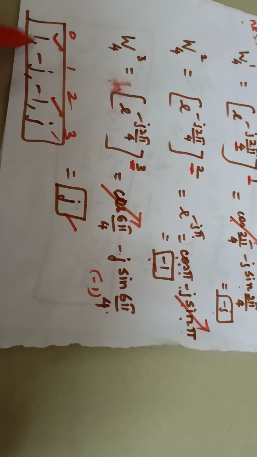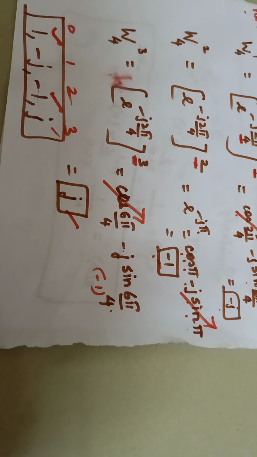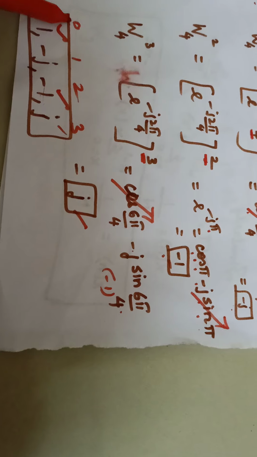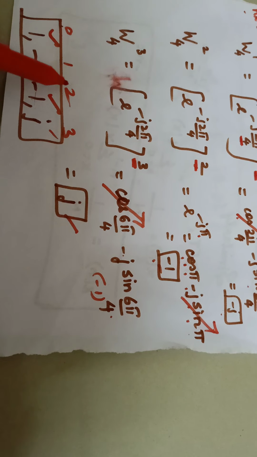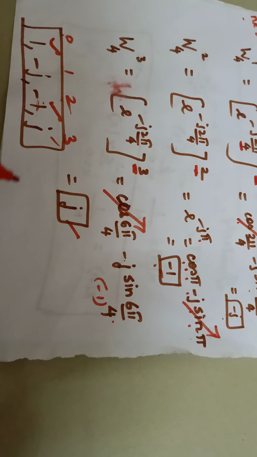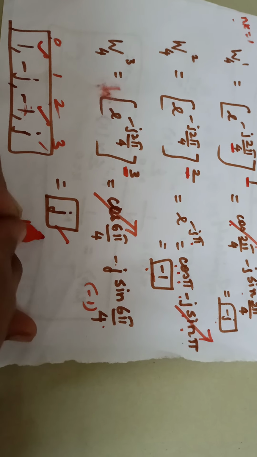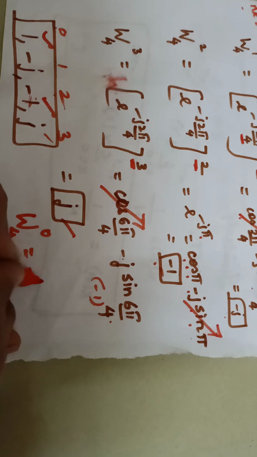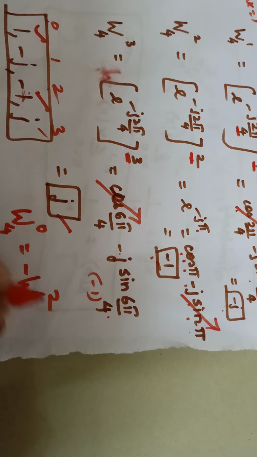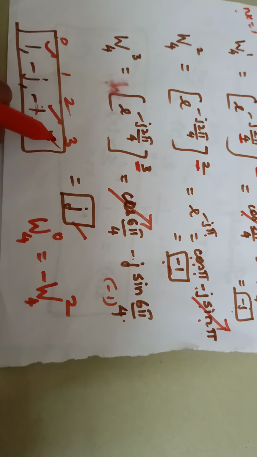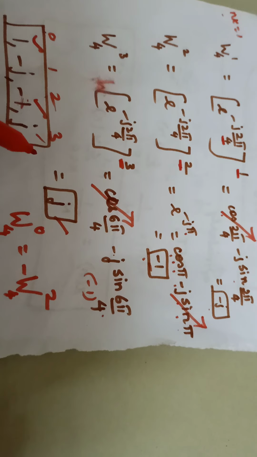Now if you see the answers we got, just look at the relation between the four answers. The W4 power 0 answer and the W4 power 2 answer both have a sign change. So I can say that W4 power 0 equals minus W4 power 2. Likewise, W4 power 1 is equal to minus W4 power 3. Correct? So this is what we are going to see about properties of twiddle factors.